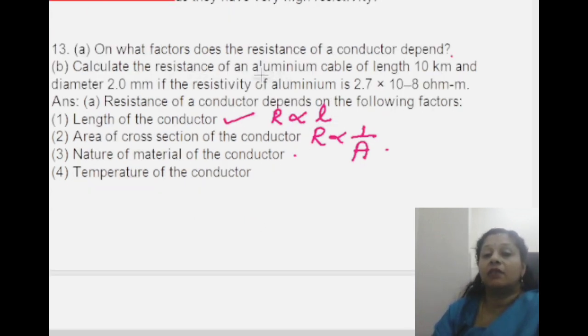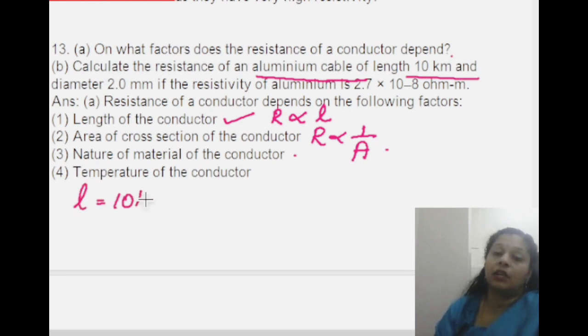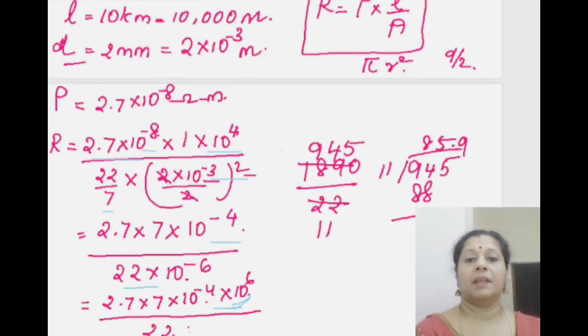Calculate the resistance of an aluminium cable of length 10 km. 10 km in meter will be 10,000 meters. Diameter 2 millimeter. Now let us find out the resistance. Resistance can be found out using the formula rho into L upon A. So here length is given as 10 km. 10 km is converted into SI unit, 10,000 meter, or we can write 1 into 10 raised to 4.